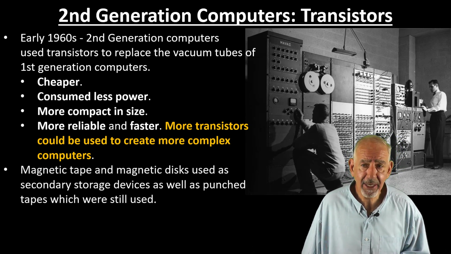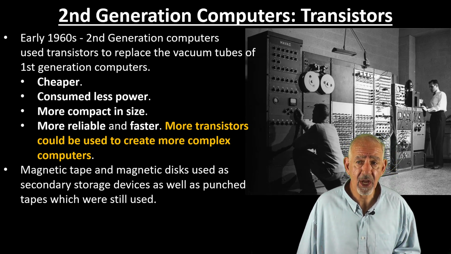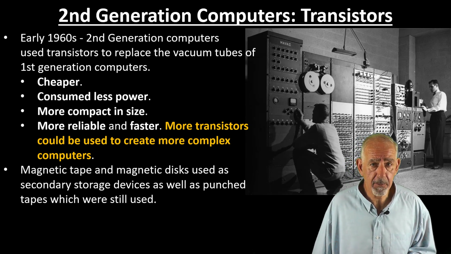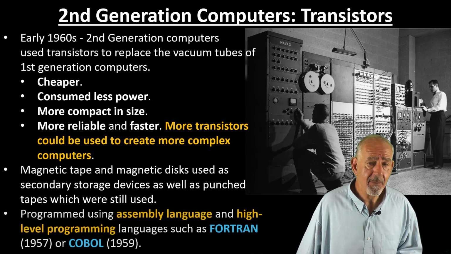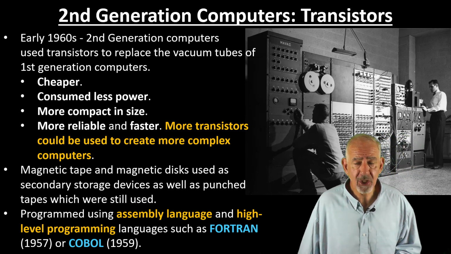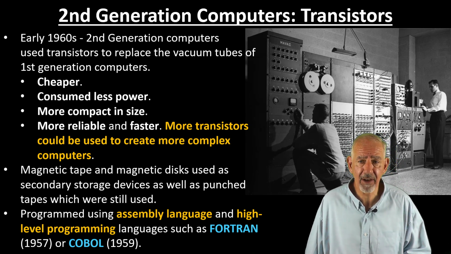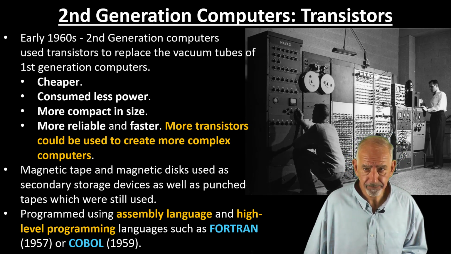We still use magnetic tape and magnetic discs. We use magnetic discs now as secondary storage, as well as punch tapes, which are still being used. And it was about this time that we started using assembly language and high-level programming languages such as Fortran, COBOL and ALGOL. So these were the early generations of languages on these machines.